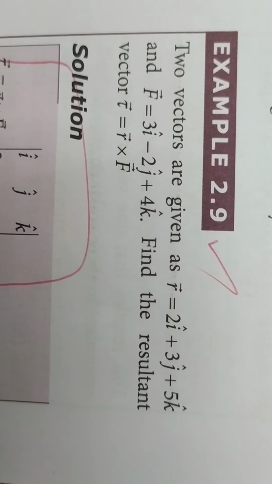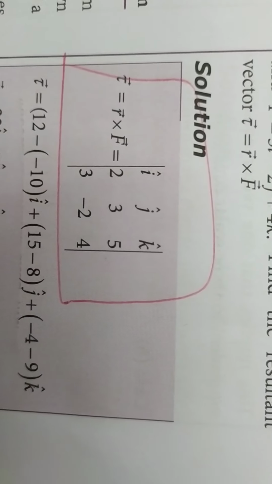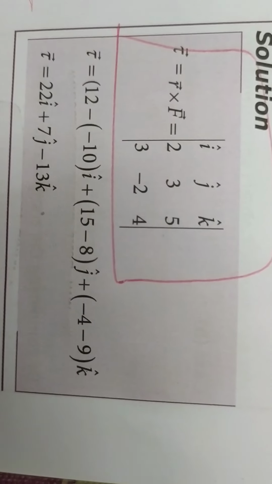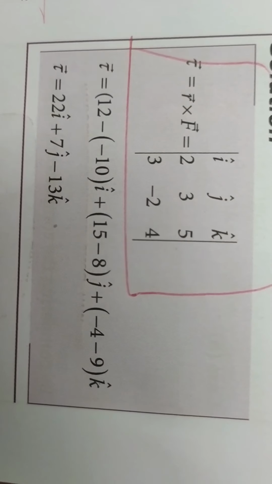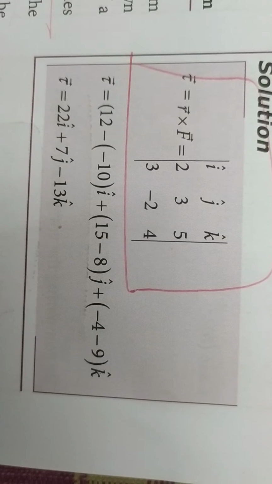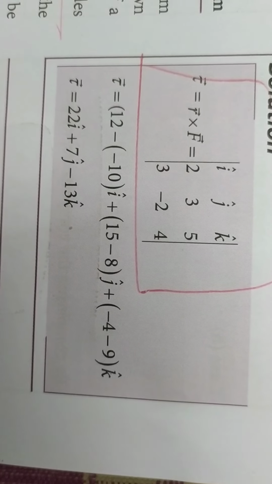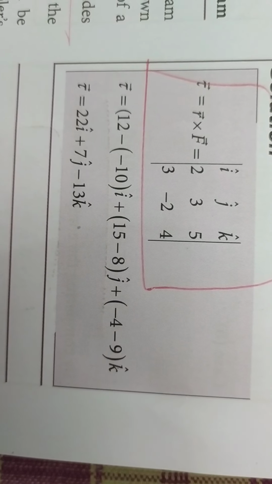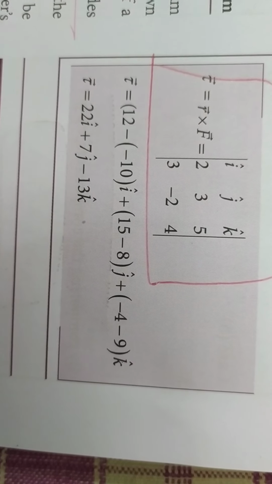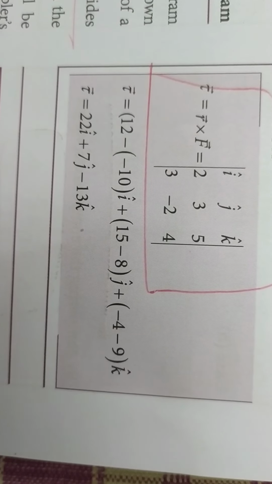And you are given two vectors, R vector and F vector. You have to find the resultant vector. Here tau vector is given by R vector cross F vector. You write it in matrix form, and if you find the determinant, that will give you the answer. You leave the I cap column and row, then multiply 3 and 4, which is 12, minus 5 into minus 2, which gives minus 10, into I cap. Similarly for J cap, but you take the reverse order. And similarly for K cap, and you will get the resultant as 22 I cap plus 7 j cap minus 13 k cap.